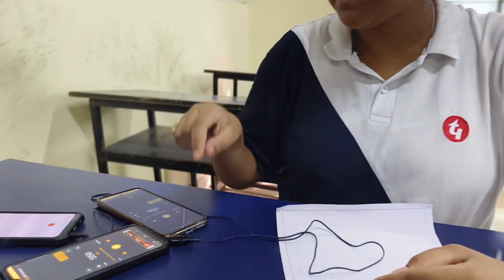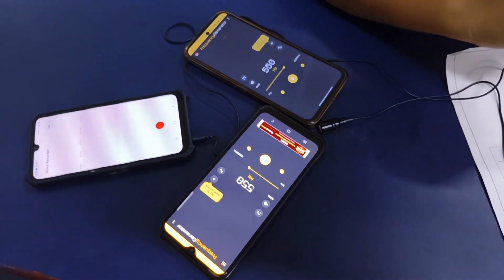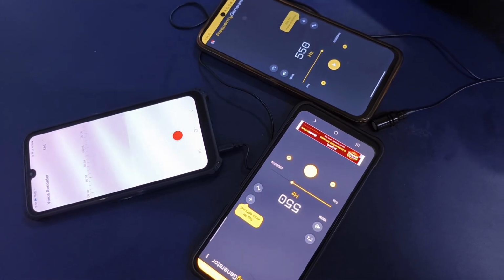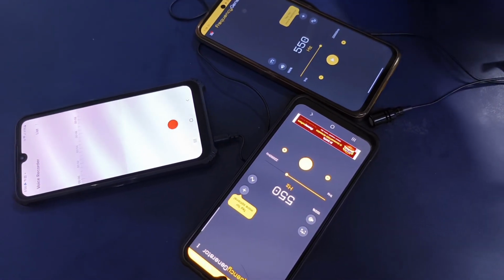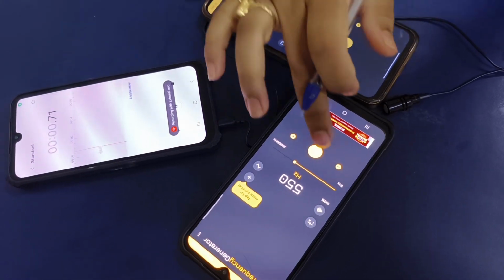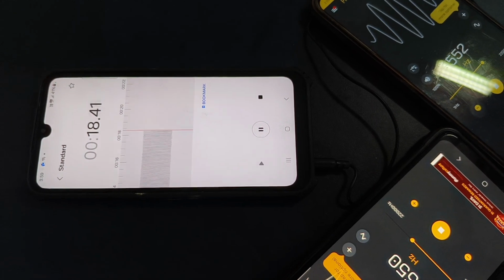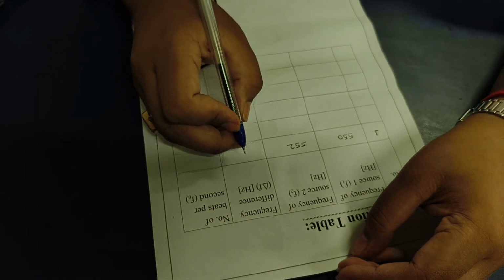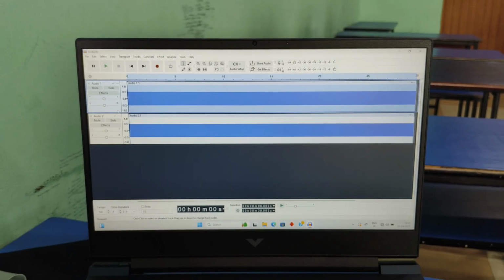So here we use this microphone as a jump material, and we consider the frequency of source 1 as 550 Hz, which is constant, and the frequency of source 2 will be varied, and here we consider 552 Hz. So here we get frequency difference 2.